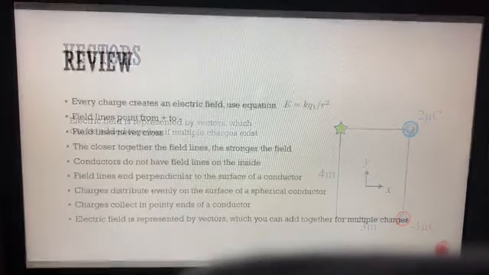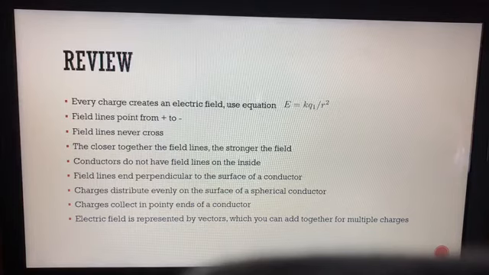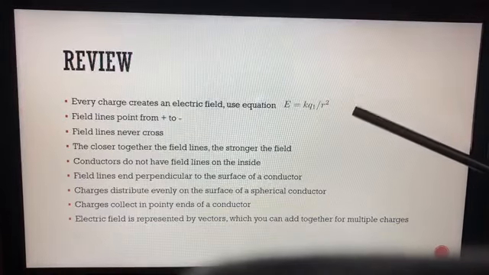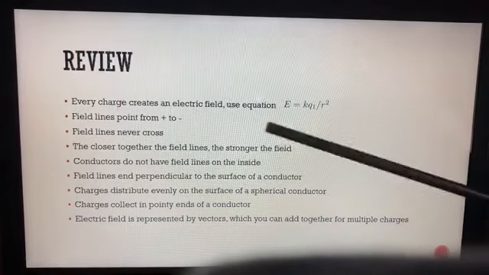You would do this using the equations that I showed you at the beginning of the video and then adding the vectors. Okay, that's it for my video about electric fields and electric field lines. Let's have a quick review of the important principles that we learned today. We learned that every charge creates an electric field. Using this equation, we can solve for that.